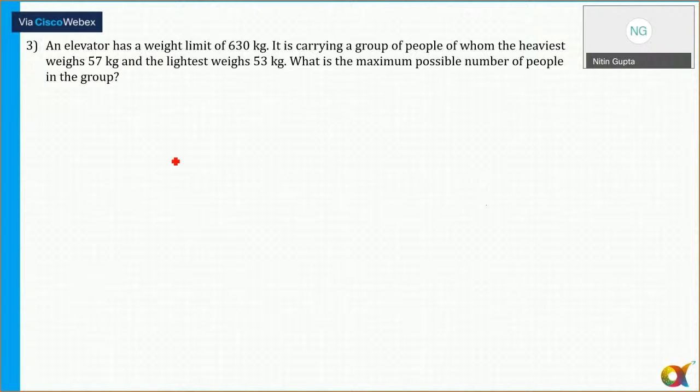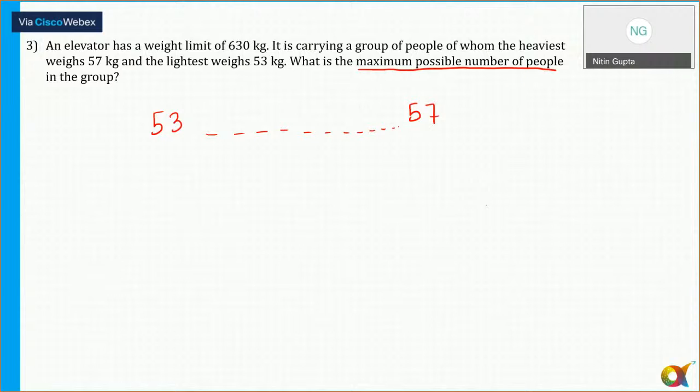Now, coming to question number 3. It says an elevator has a weight limit of 630 kg. It is carrying a group of people in which the heaviest weighs 56.7 and the lightest 53. So the lightest person's weight is 53 and the heaviest is 57, and the rest of the persons lie between 53 and 57. The question is, what is the maximum possible number of people in the group?